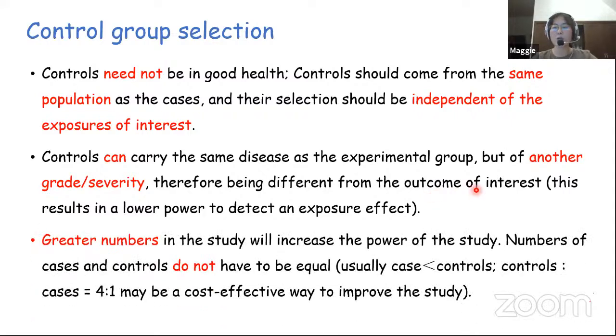And usually, greater numbers in the study will increase the power of the study. The numbers of cases and the numbers of controls do not have to be equal. Usually, the number of cases is less than the number of controls. Based on previous studies, usually a ratio of controls to cases of 4:1 may be a cost-effective way to improve the study.